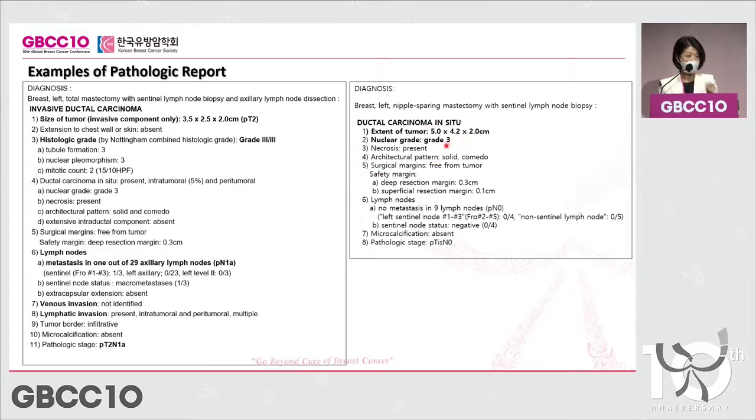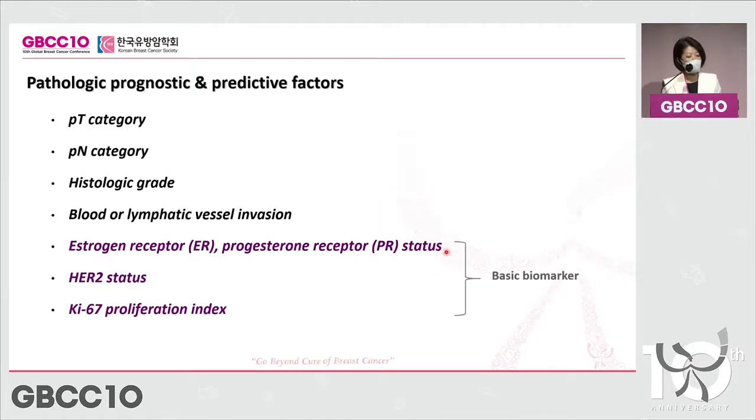And the nuclear grade of the ductal carcinoma and all of the size and other types of information can be found here. So what you have seen so far, if I was to summarize that, through the pathological report, you'll be able to get some information about the prognostics and the predictive factors.